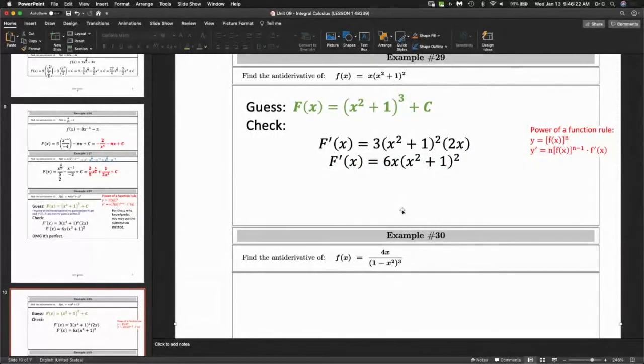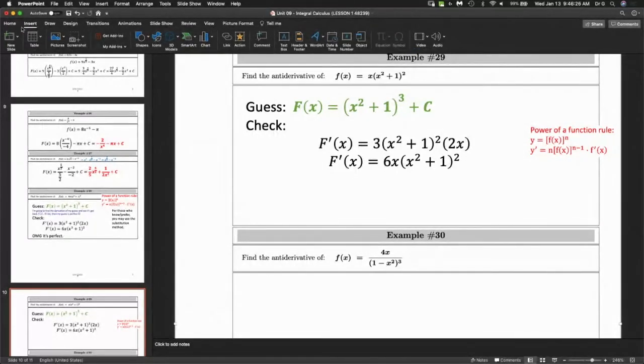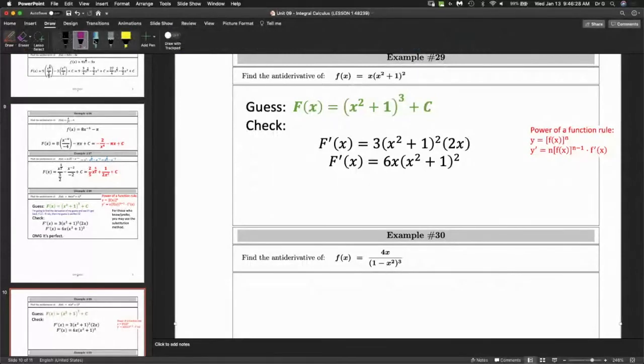Okay, so here's the big moment. Is this answer correct? Is this antiderivative correct? And the answer is no. This answer is wrong, okay? My guess here, sadly, was not correct, because this thing here should be the same as that up there. Those things have to be the same.